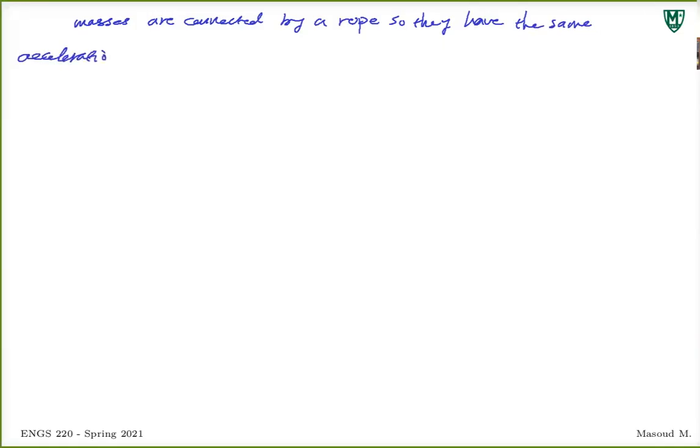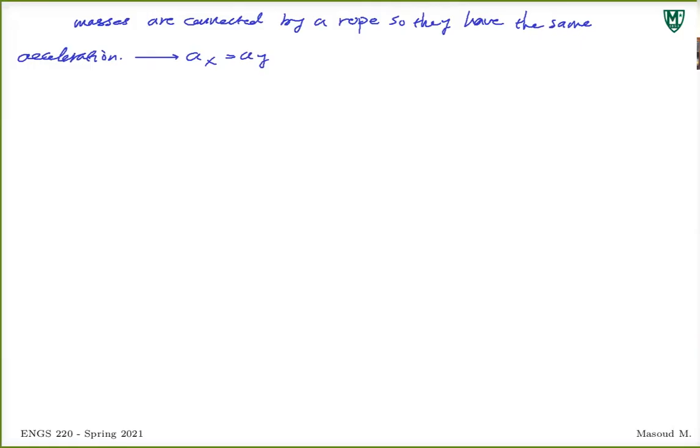So masses are connected by a rope, so they have the same acceleration. So AX is equal to AY. Right? Once we establish that, then we're good. Then we have two equations, two unknowns, right?